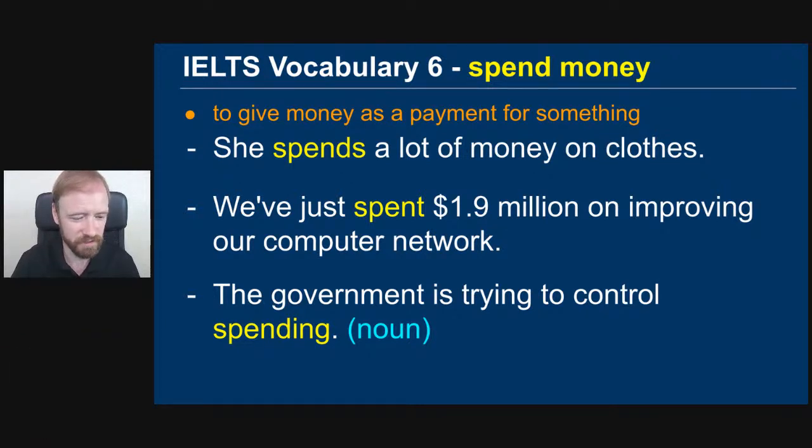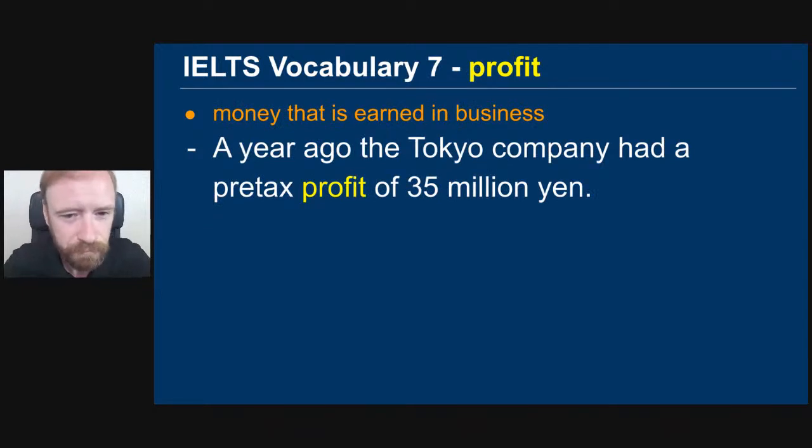All right, let's move on to profit. Profit is money that is earned in a business. So this is definitely a business word. Profit. That is the extra money that the business has. That's what they're making. So in our example sentence, a year ago, the Tokyo company had a pre-tax profit of 35 million yen. Pre-tax, before tax. That was their profit.